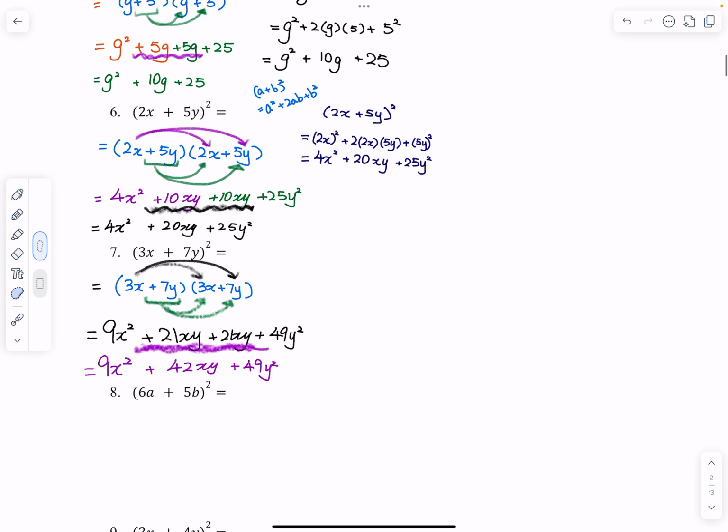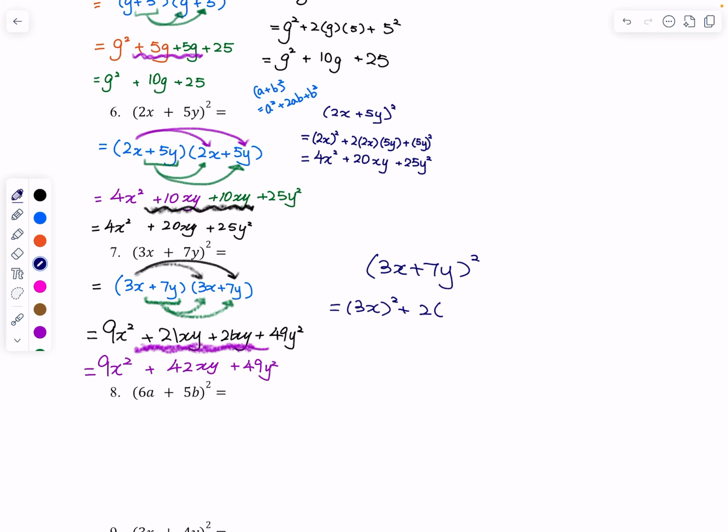Let me also do the other method. If you think you are not going to learn the other method, of course you can skip that part of the video. (a plus b) squared is a squared plus 2ab plus b squared. The square goes to everything inside, and then 2 times 3 times 7. Click calculator, you get 42, and the unknowns. So that's it for this one, and then let's continue.